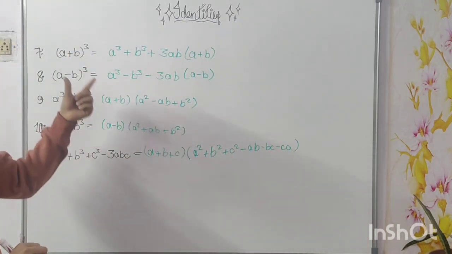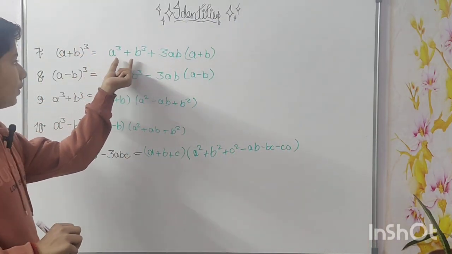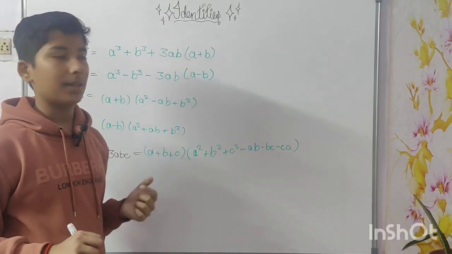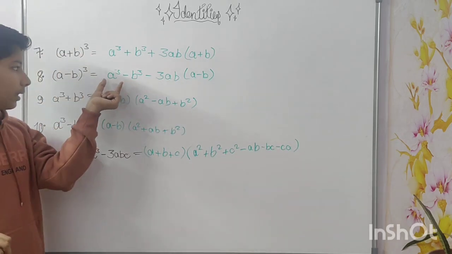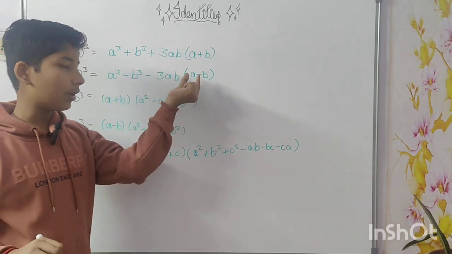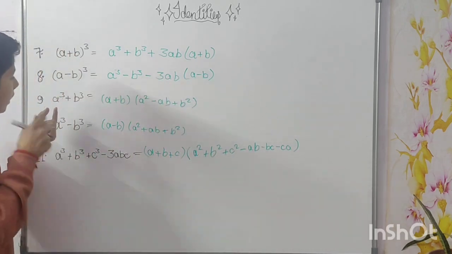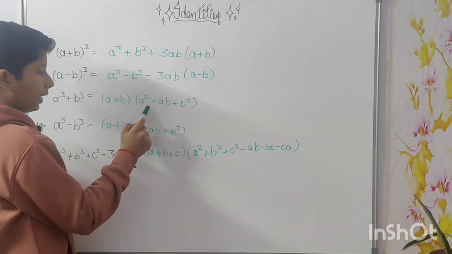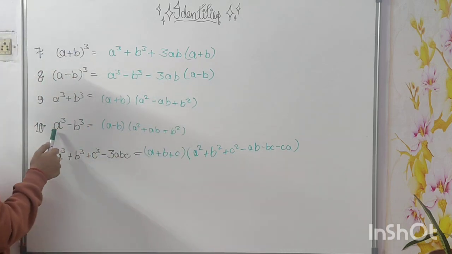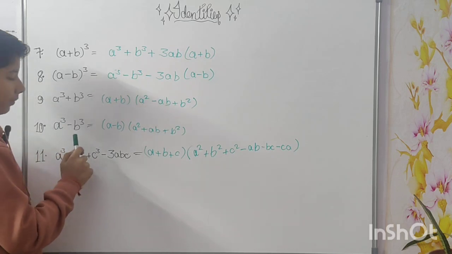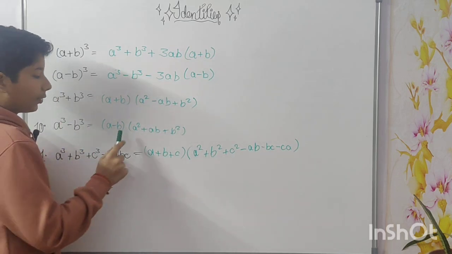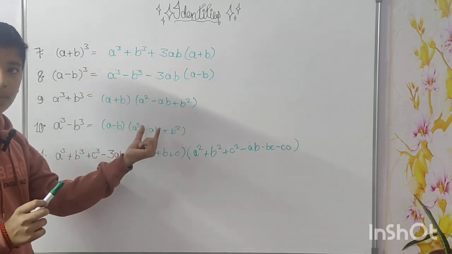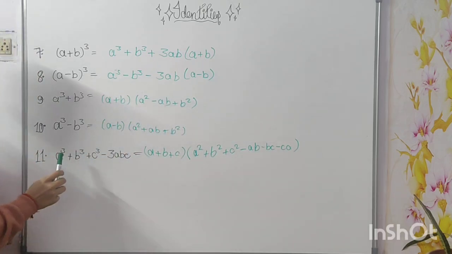Now I'll repeat all of them. A plus b whole cube is a cube plus b cube plus 3ab into a plus b. A minus b whole cube is a cube minus b cube minus 3ab into a minus b. Everything is minus over here. Now a cube plus b cube is a plus b multiplied by a square minus ab plus b square. If we change the symbol to minus, a cube minus b cube is a minus b into a square plus ab plus b square. Remember, 2ab won't come, it will remain ab only.